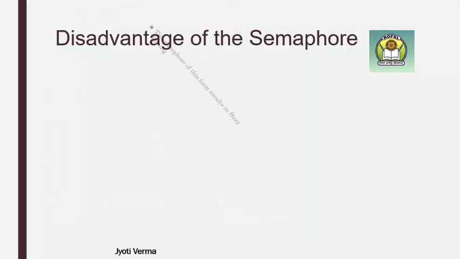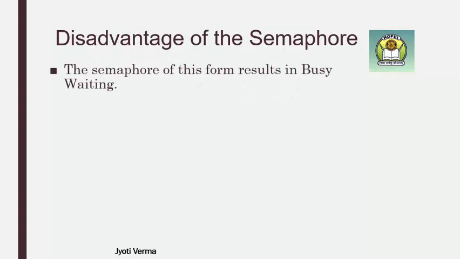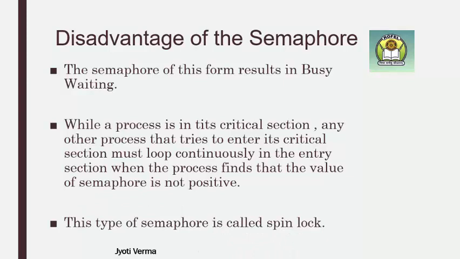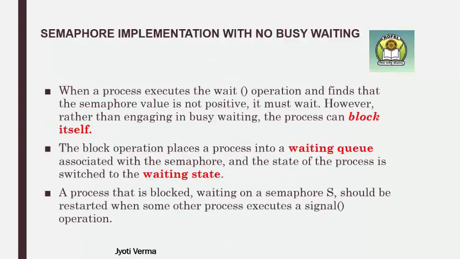Disadvantages of semaphore. The semaphore of this form results in busy waiting. While a process is in the critical section, any other process that tries to enter its critical section must loop continuously in the entry section when it finds the value of semaphore is not positive. This type of semaphore is called spin lock. That means it is spinning on the value. That means it is continuously waiting for the value of the semaphore to become greater than 0.